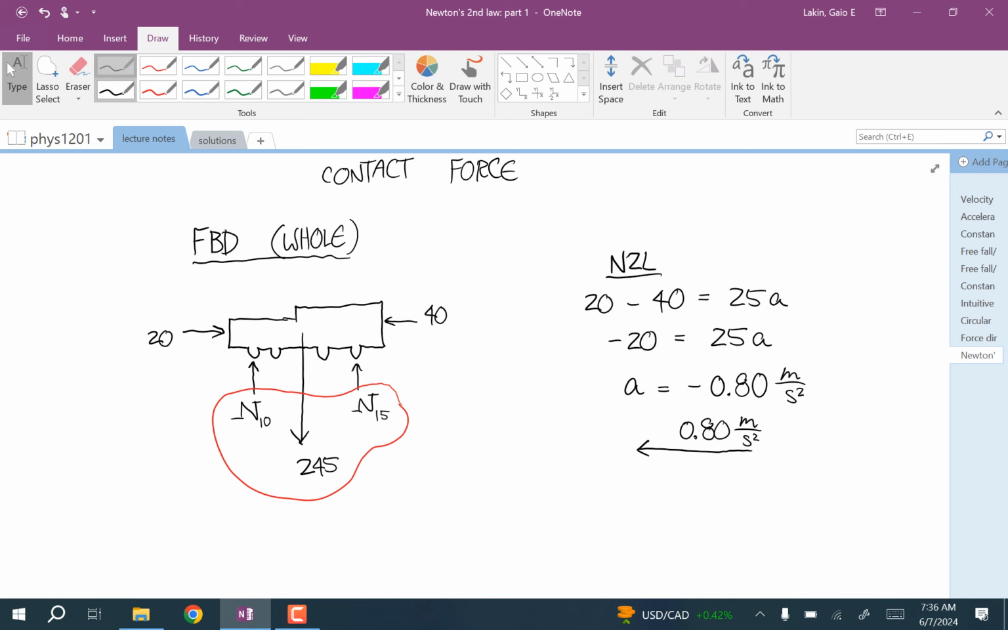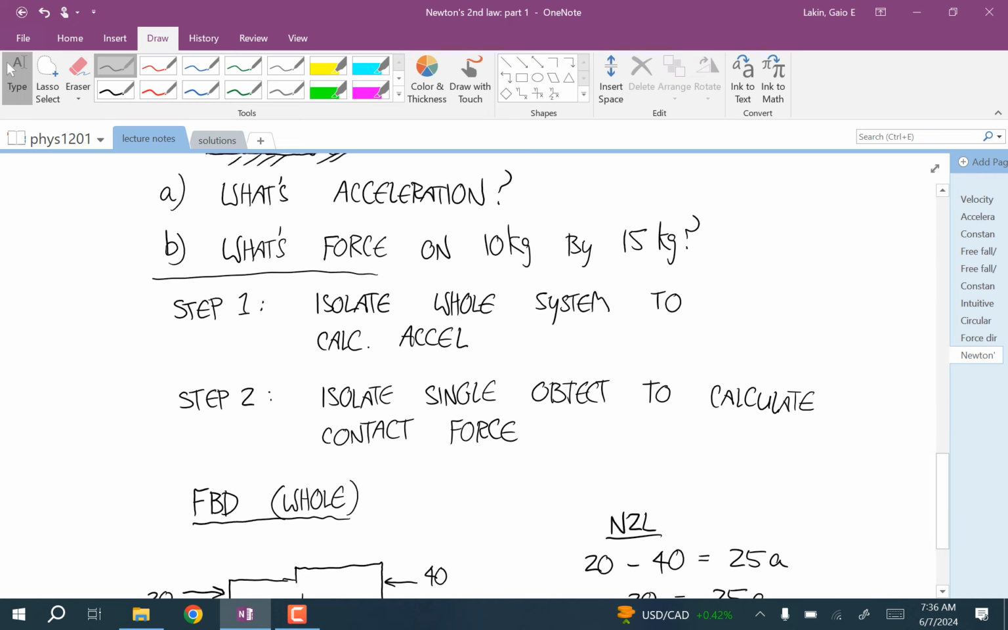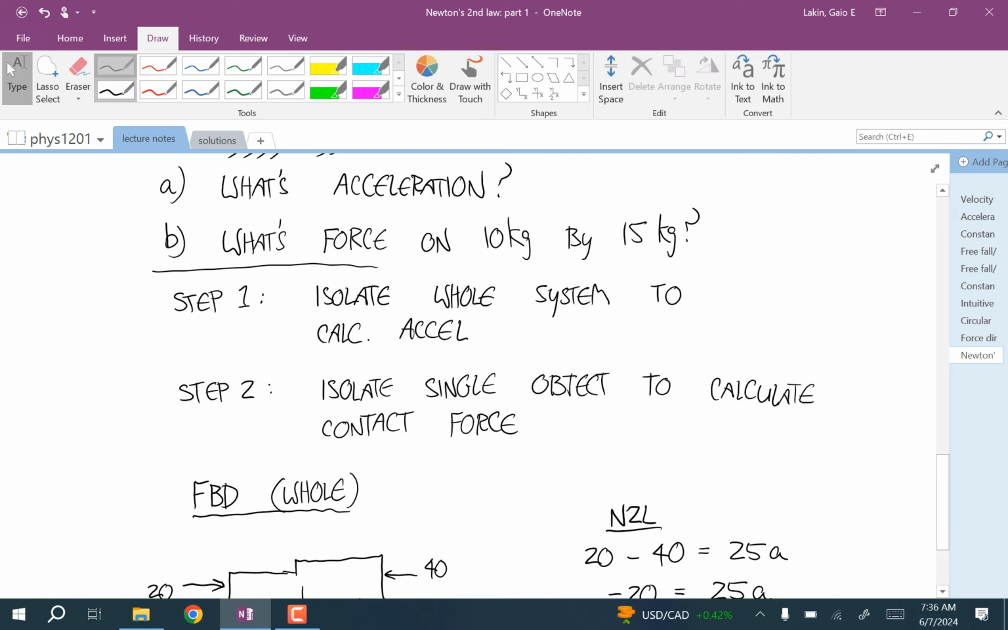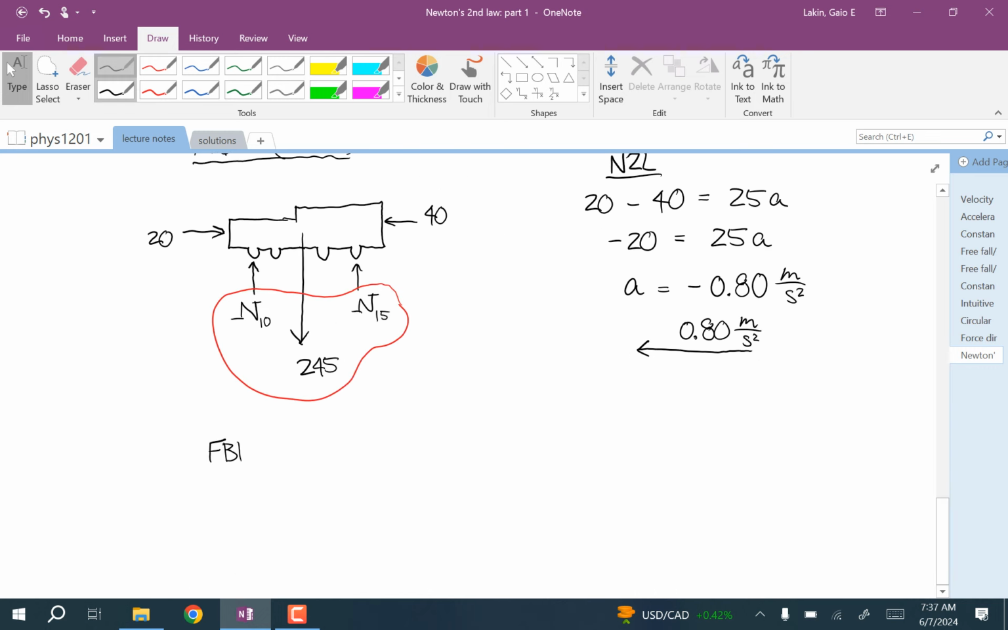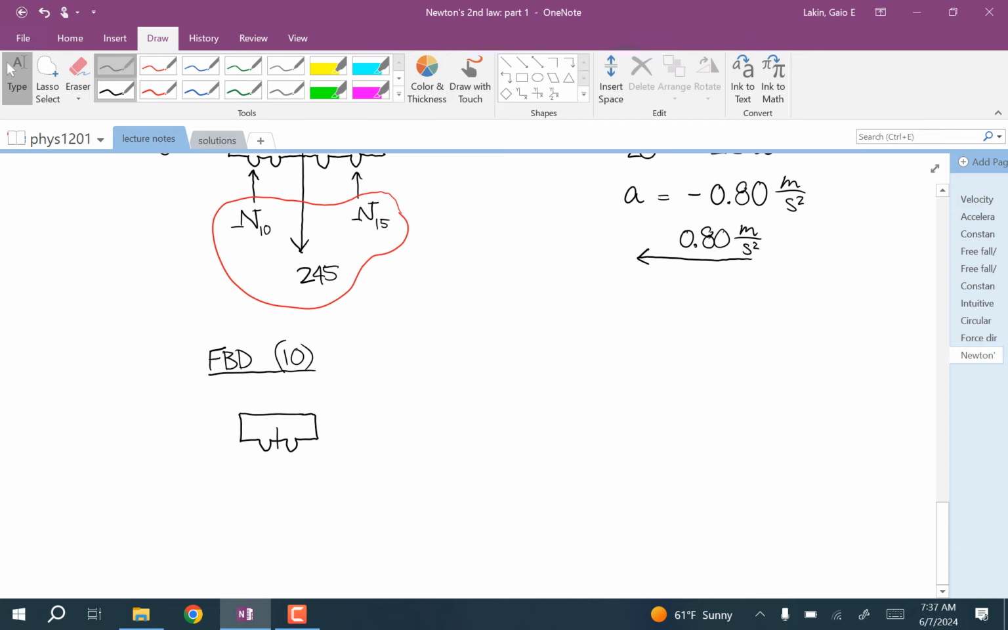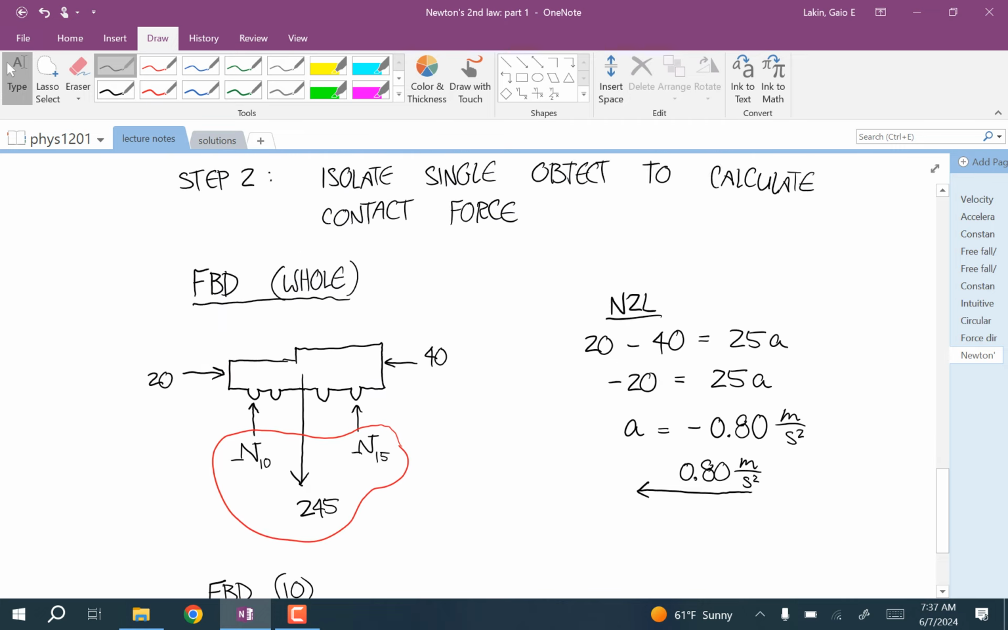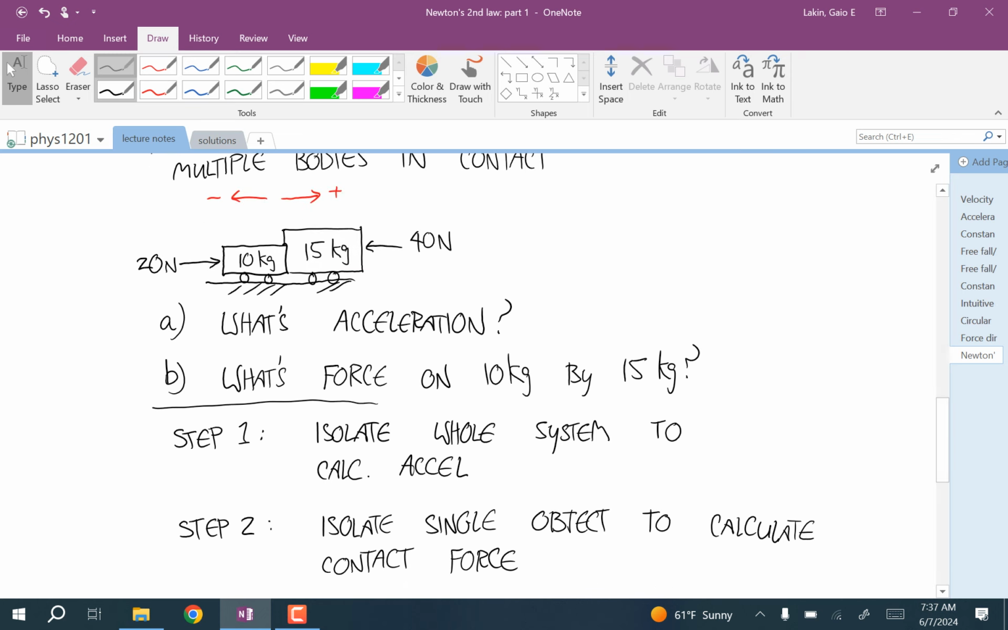Okay, this time we're not done with this problem yet. The next thing we have to do, we're trying to calculate the force on the 10 by the 15. We're trying to calculate a force on the 10. So I'm going to isolate the 10. So free body diagram of the 10 kilogram body. And there's a weight force of 10 times 9.8, so that's 98 newtons down. There's the pushing force up of N10. And then if you look at the problem, on the 10, there's the 20 Newton force, but the 40 doesn't act on it. That's acting on something else.